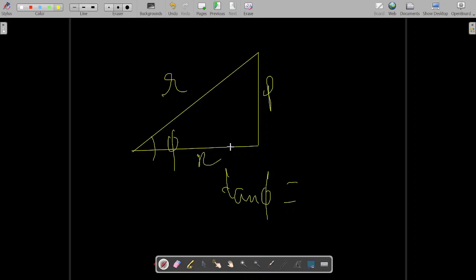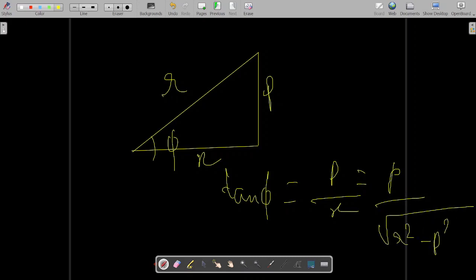over x, suppose this is your x. So it will be P by x. This is your tan phi. Now you know this very well, this x will be what? This x will be the square root of R square minus P square, by Pythagoras theorem.